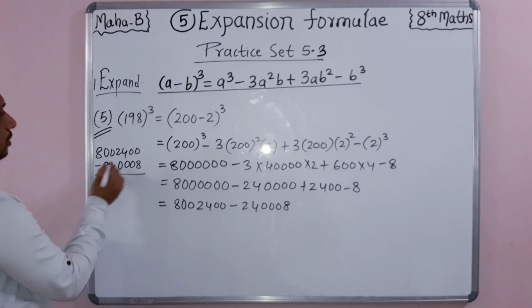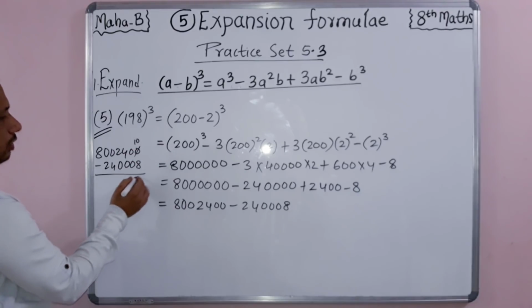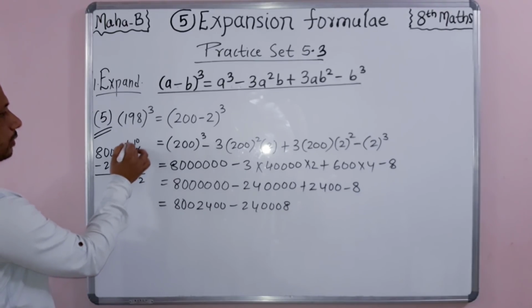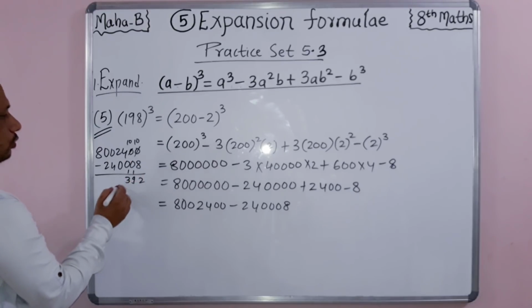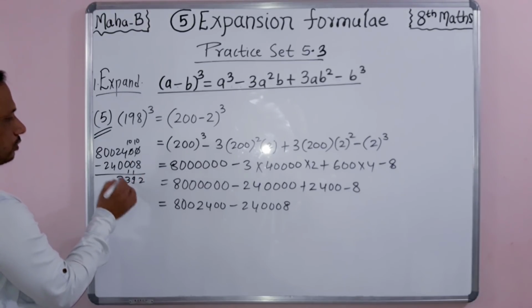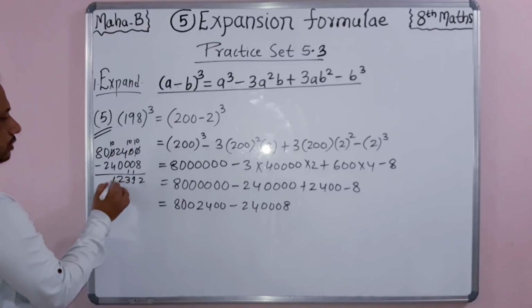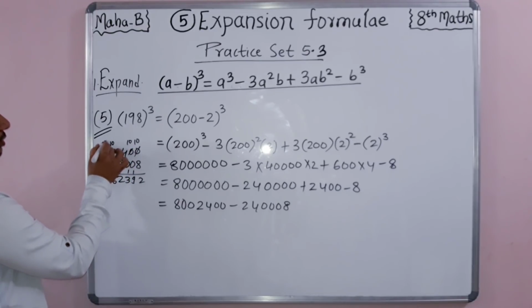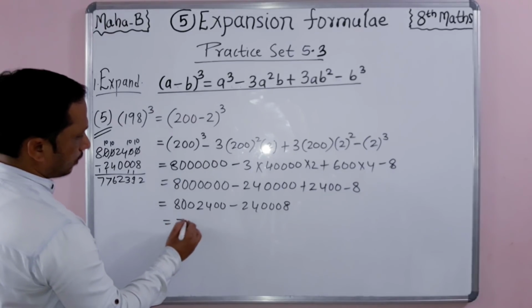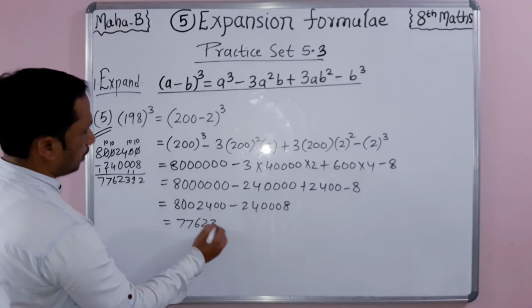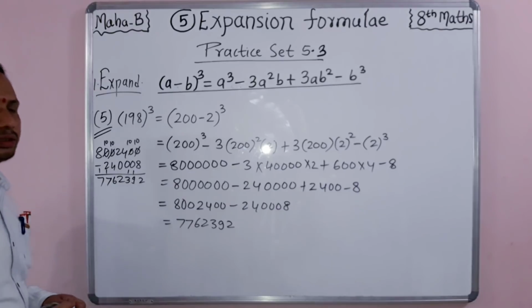Okay students, 10 minus 8, it will be 2, carry 1, then 10 minus 1, it is 9, carry 1, then 4 minus 1, 3, 2 minus 0 is 2, and again 10 minus 4, it is 6, carry 1 here, 10 minus 3 is equal to 7. So 7 7 6 2 3 9 2. Okay students, so this is nothing but your solution.